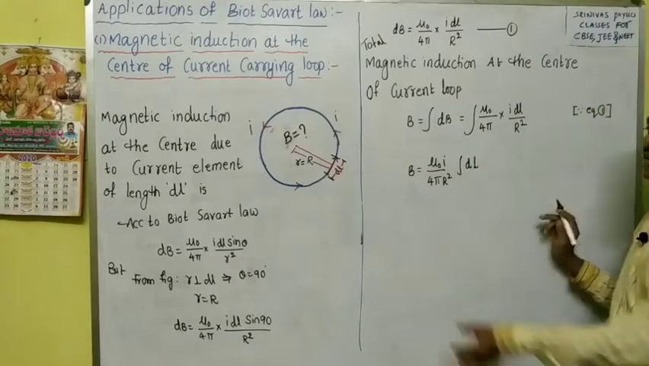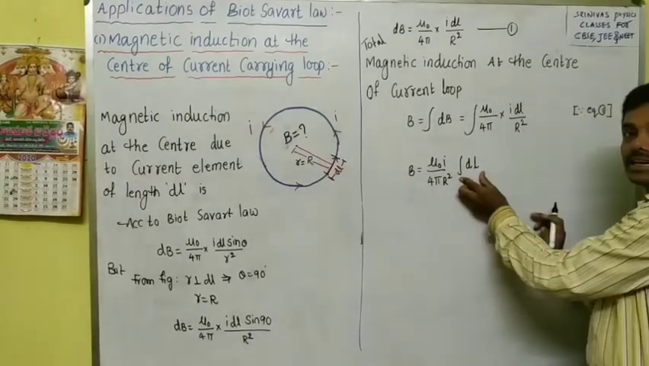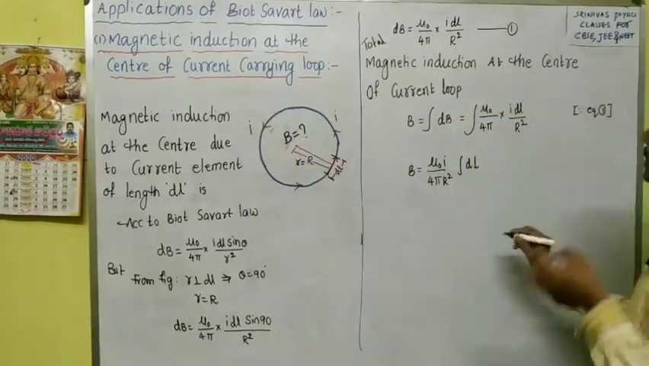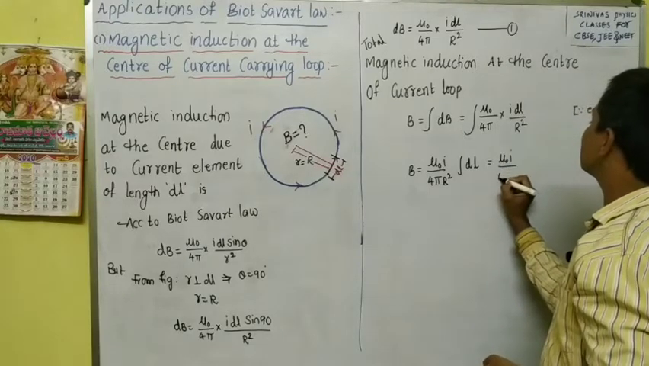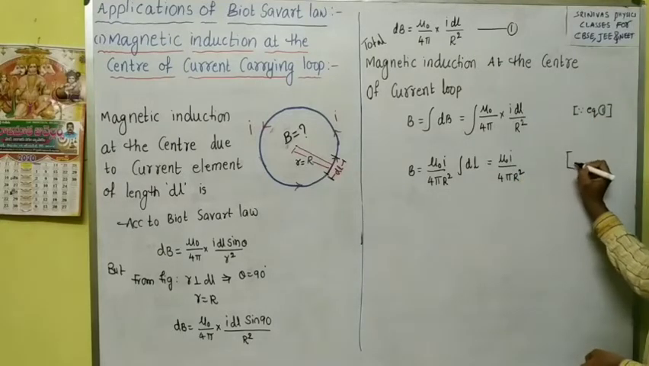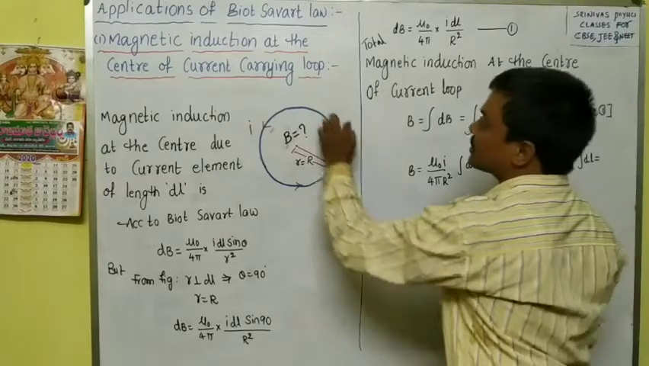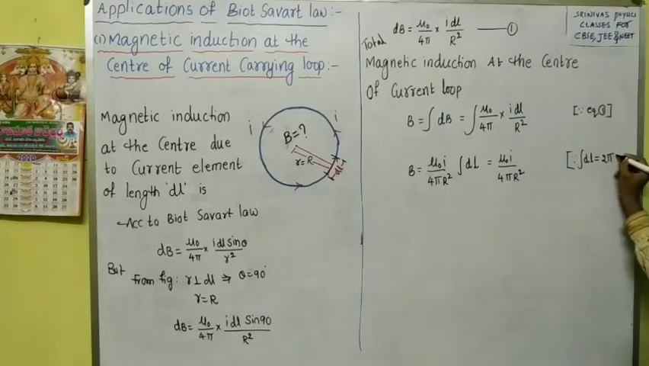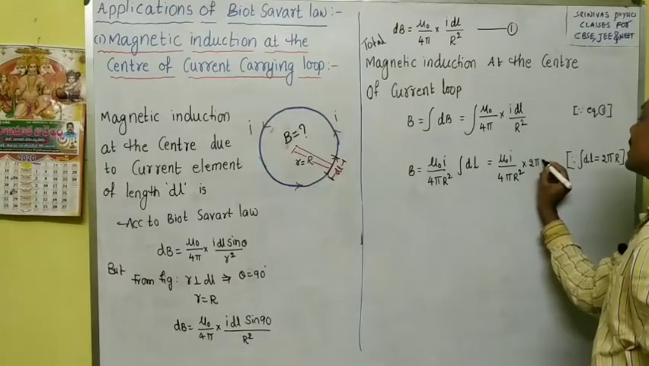Integration dl. dl is the length of a small element on the current loop. Integration dl gives the total length of the loop. The total length of the loop is equal to the perimeter or circumference, that is equal to 2 pi r. We substitute here integration dl is 2 pi capital R.